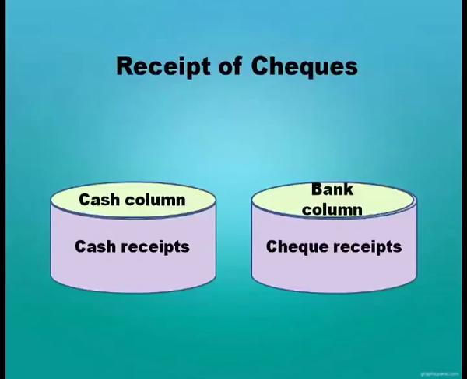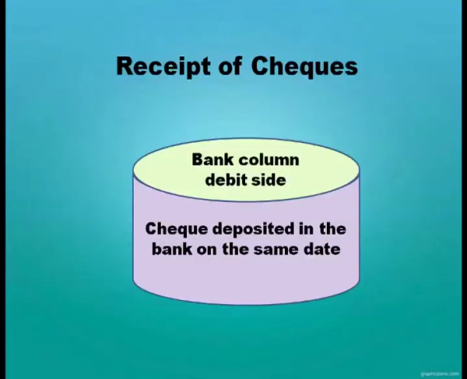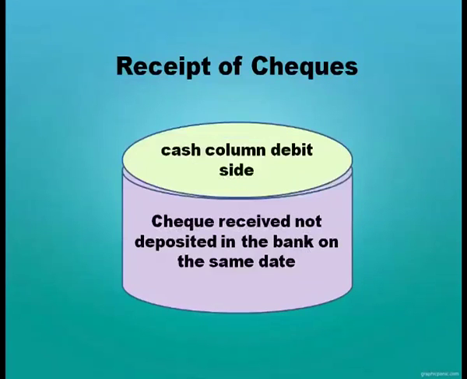Receipt of checks. Usually, cash receipts will be written in the cash column. A check receipt will be written in the bank column. A check deposited in the bank on the same date will be recorded on the debit side of the bank column. A check received but not deposited in the bank on the same date will be recorded on the debit side of the cash column.